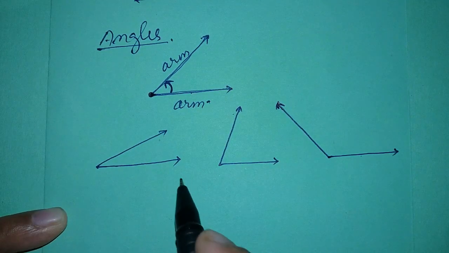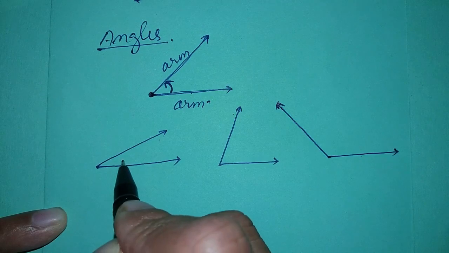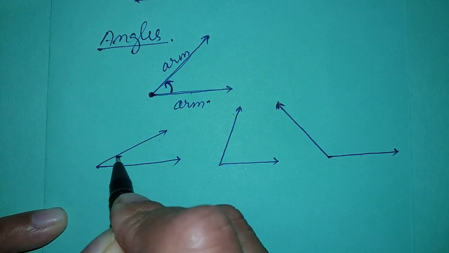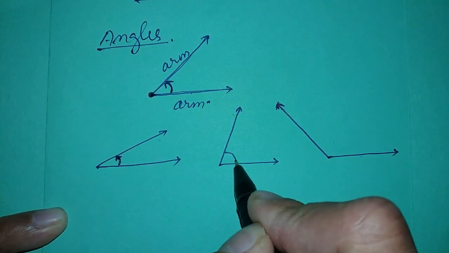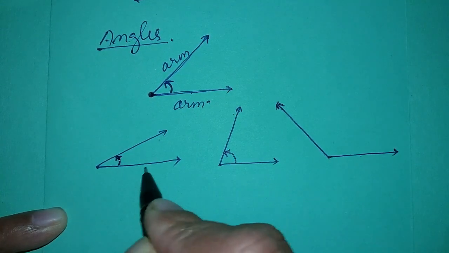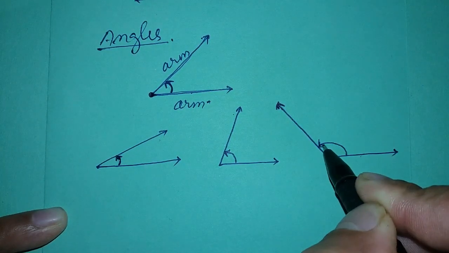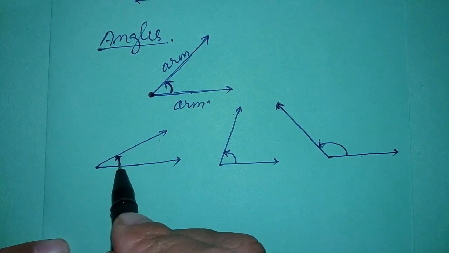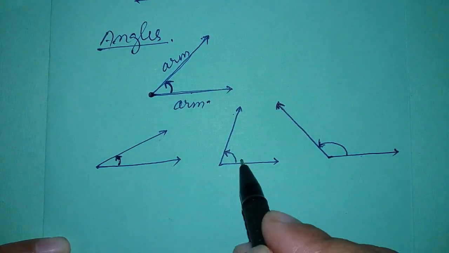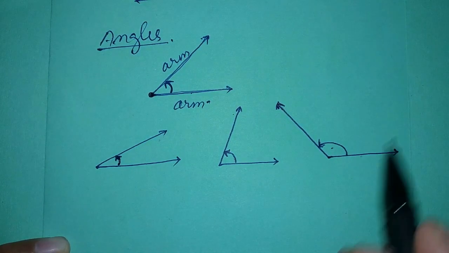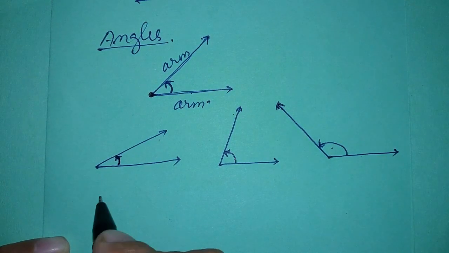Now we have three angles. Among these three angles, the inclination made by these two lines here is the smallest, the inclination here is bigger than the first one, and the inclination here is the biggest one. So we say that this is the smallest angle, this angle is bigger than the first one, and this third angle is the biggest angle. Now let's see types of angles.